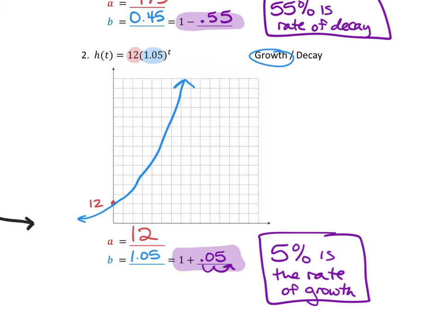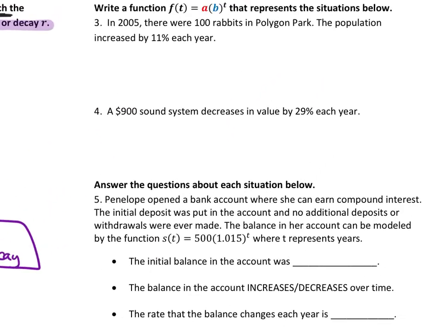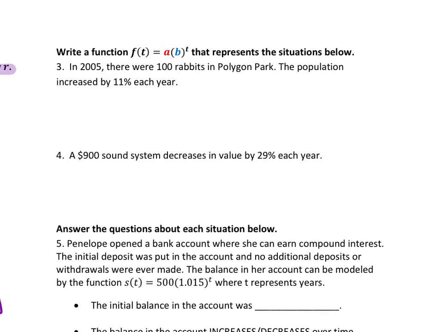So we have growth and we have decay functions. Let's talk about what these look like in real life. Okay, we're going to write some equations for some situations right here using that function a times b to the t. Here's what we're told. In 2005, there were 100 rabbits in Polygon Park. The population increased by 11% each year.